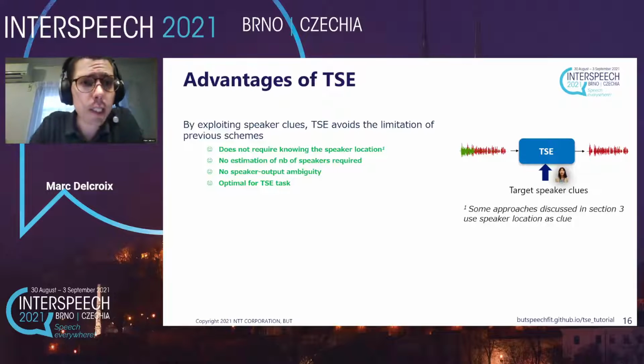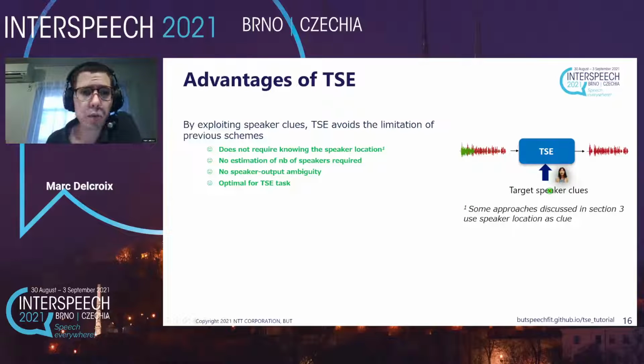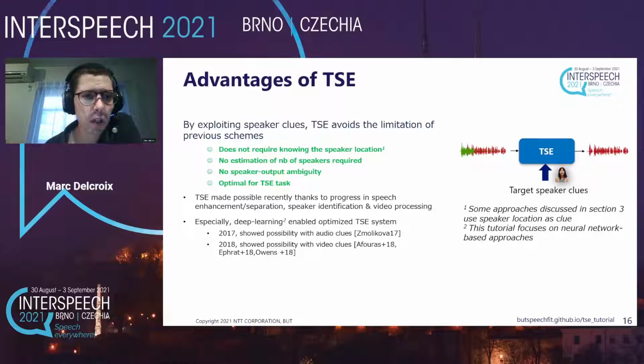So compared to that, target speech extraction exploits the speaker clue. And by exploiting the speaker clue, we avoid the limitations of previous schemes. That is, we do not require knowing the speaker location. Although some approaches may use the speaker location, it's not always needed, as we will see. There is no need to estimate the number of speakers. There is no speaker output ambiguity. We only output the target speaker speech. And also, it can be optimal. It's a single system that can be optimized for the target speech extraction task.